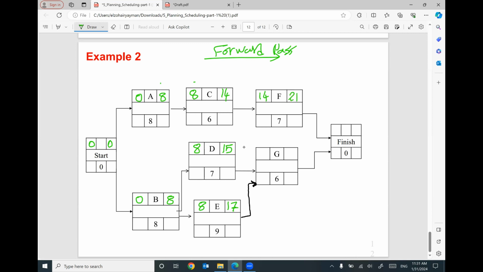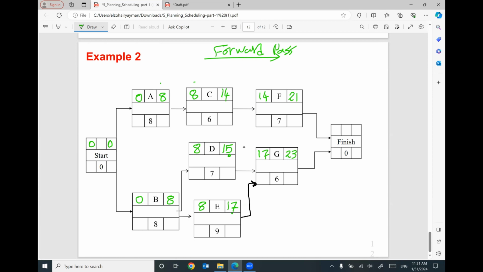For activity G, we have two predecessors. Activity D will give you 15. Activity E will give you 17. I'm going to use the biggest number because we are going forward. So I'm going to use 17. 17 plus 6 will be 23.